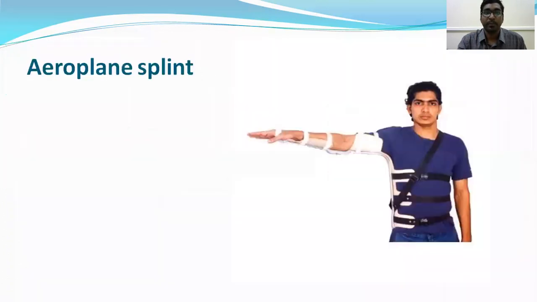Okay, this is the aeroplane splint used in case of deltoid paralysis. When you use the splint, you have to supplement that muscle's inability to act. Deltoid paralysis means the arm is unable to abduct, so you have to keep the arm in the abducted position with the use of a splint. So this is the aeroplane splint.